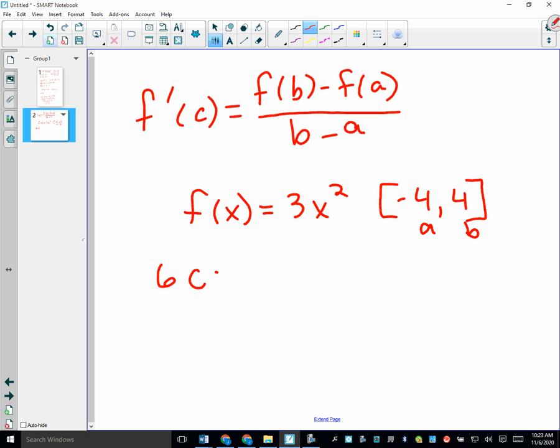So we take the slope, equals, what is f of b? 48, minus, what is f of a? 48, over 8. So 6c equals 0. What is c? 0. That is the mean value theorem. That was that easy.